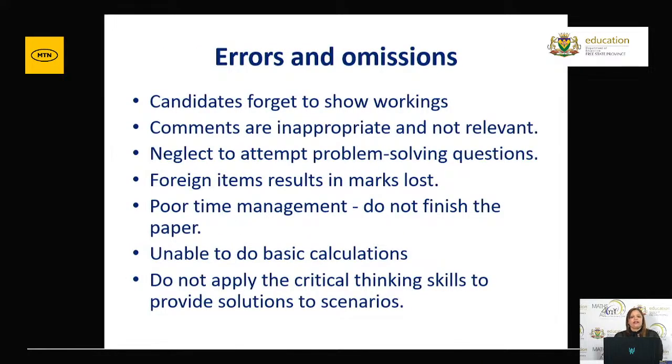Errors and omission. Candidates forget to show workings. Sometimes, like I said earlier, you do the calculation somewhere else and then you don't show it on your answer book. Then you lose the marks. That's why I would always advise you, as you answer, you read your manufacturing information. A is normally your opening and closing balances, right? As you read it, you go and place it on your answer book, right?